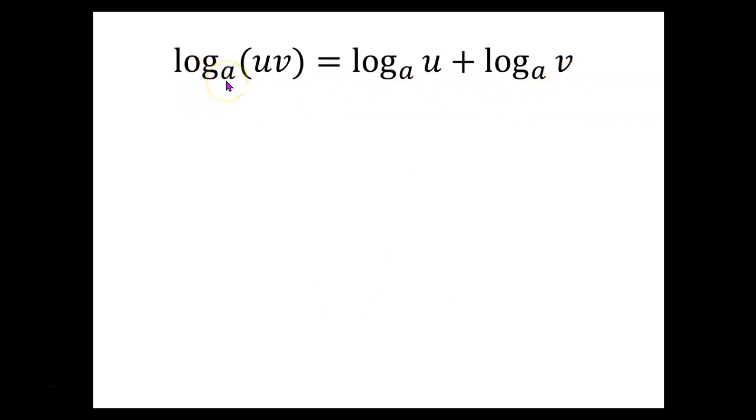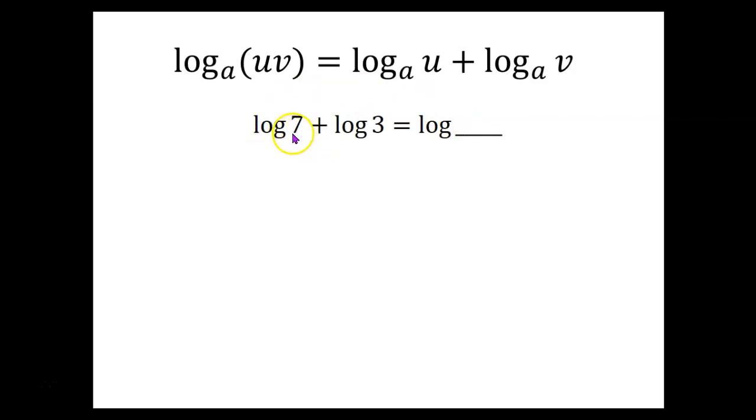Log to any base, so this applies to common logs, it applies to natural logs, or any other base logs, as long as it's the same base all the way across. The log of u times v is equal to the log of u plus the log of v. Here the u and the v stand for any numbers or any variables or expressions that stand for numbers.